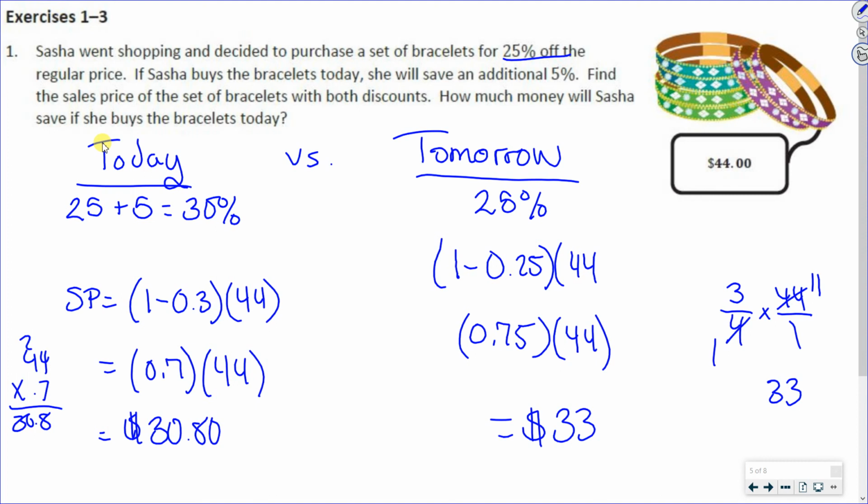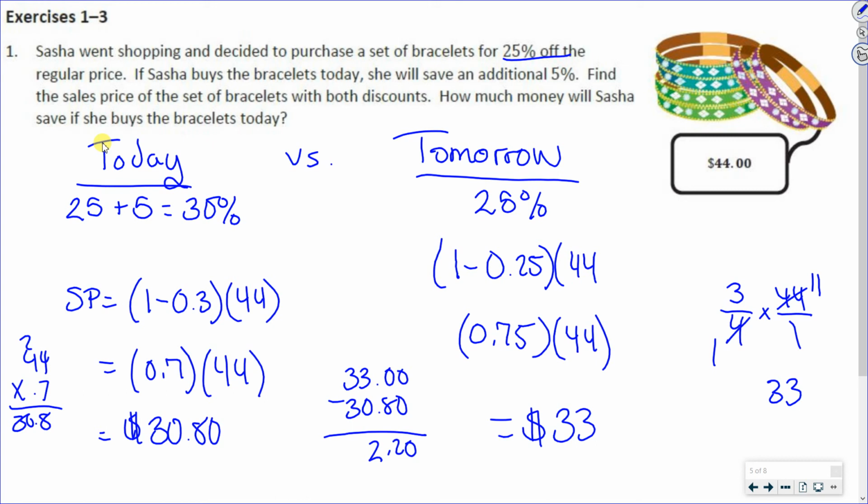So $33. So if she ends up purchasing the bracelets today, she's going to end up saving how much money? Well, she's going to end up saving 33 minus $30.80. If you do the subtraction, you would get $2.20. So she saves an additional $2.20 if she purchases them today.